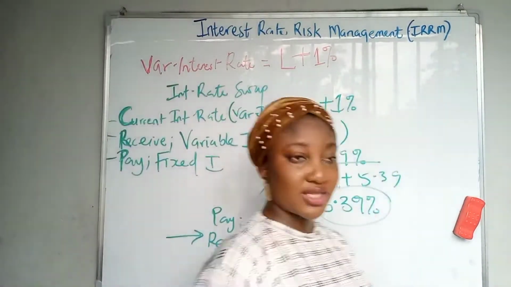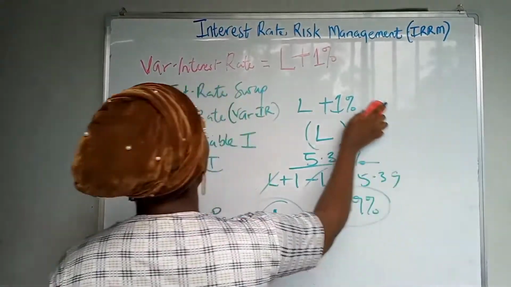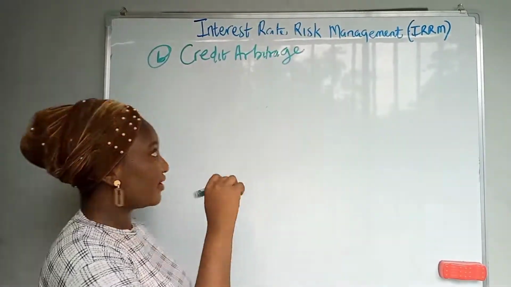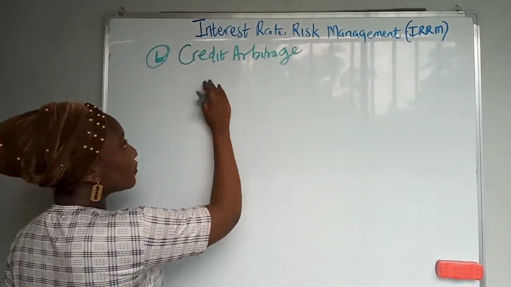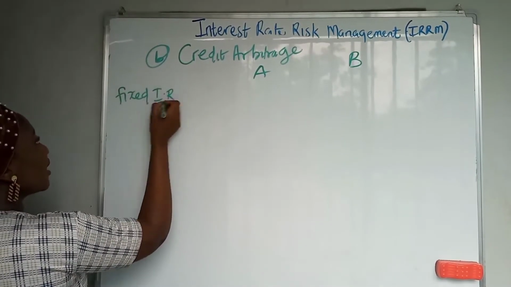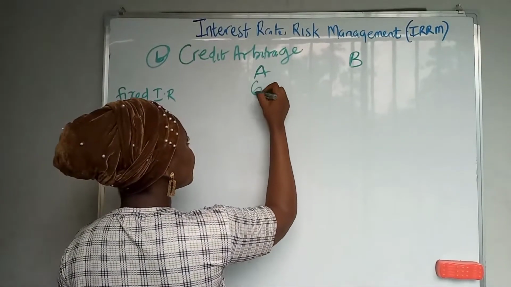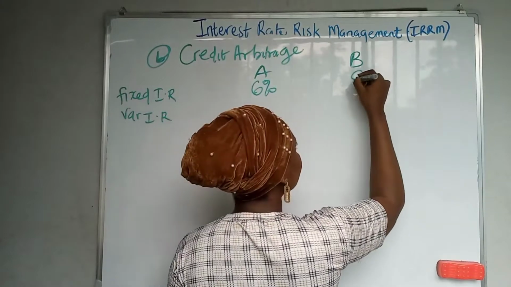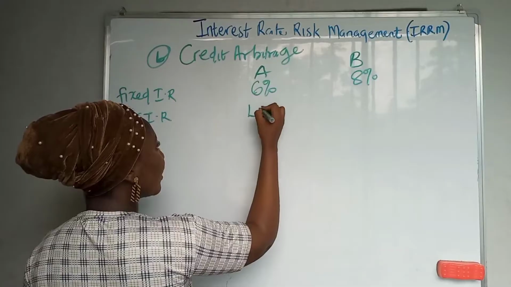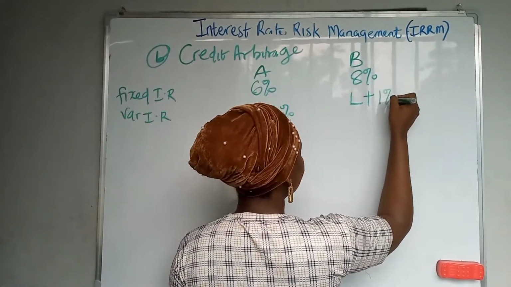Then I said the other aspect is what? Credit arbitrage, okay? So credit arbitrage is like what I described earlier. Let's say you have company A and B, and then they both have fixed interest rates and variable interest rates. Let's say company A has a fixed interest rate of 6% and company B has a fixed interest rate of 8%. Let's say company A has a variable interest rate of LIBOR plus 2% and company B has LIBOR plus 1%.